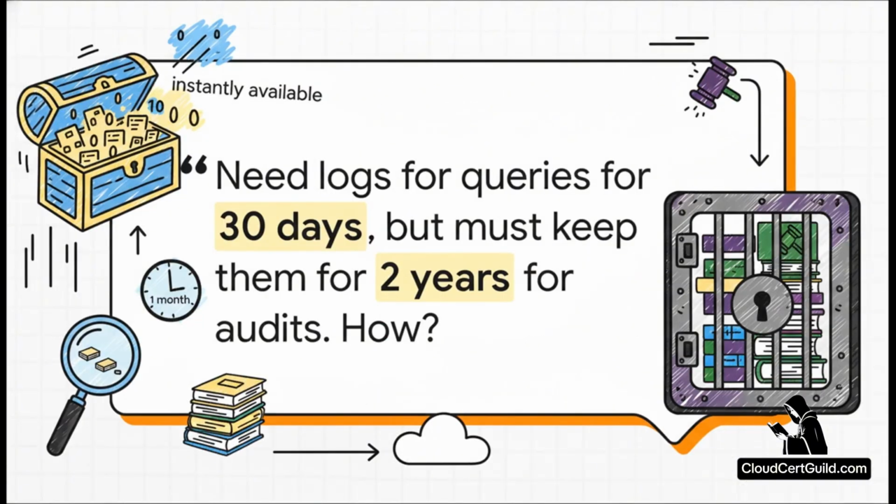Let's make this real. Imagine a company comes to you and says, look, we need our application logs instantly available for the first 30 days so our developers can debug issues. After that, we just have to keep them for 2 years for legal audits, but we'll probably never look at them. How do you solve this without paying top dollar for 2 years of storage they barely touch?